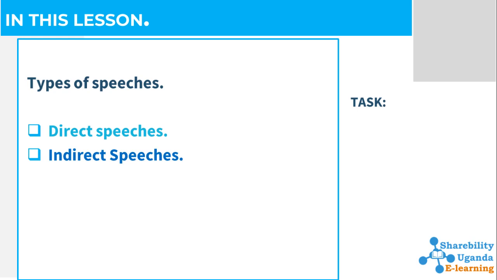In order to describe what people say, there are two different ways or different types of speech: direct speech and indirect speech.